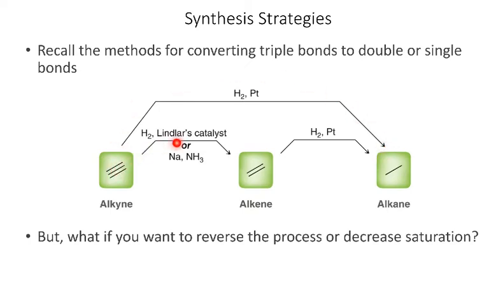And then if I use poison catalysts or dissolving metal reduction, I can go from the alkyne to the alkene. And then, we learned both this chapter and the previous chapter, I can then react the alkene with hydrogen and a metal catalyst to go to the alkane. But can we go in the other direction? Well, we've talked about this a little bit.